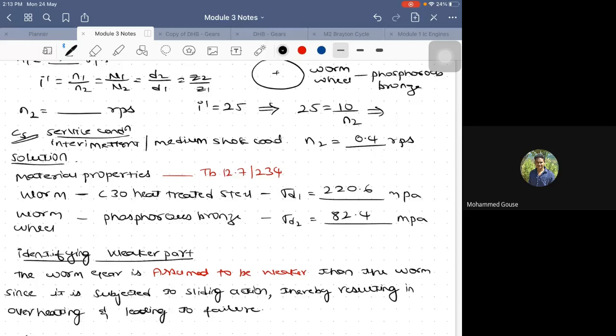Just write the sentence: the worm gear or worm wheel is assumed to be weaker than the worm, since it is subjected to sliding action. Always it would be rubbing on the worm wheel, so the teeth would break very soon on the worm wheel, not on the worm, thereby resulting in overheating and leading to failure. Just write the sentence.